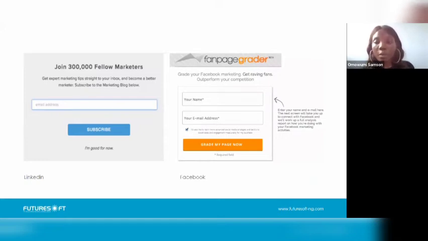So this is another one by Facebook, and this one says grade your Facebook marketing, get raving fans, and outperform your competition. Who doesn't want to know how they're performing? I mean, grading is really something that gets us at all times. I want to know how I'm doing. Am I performing well? What's my grade? How did I perform this month? How did I perform last month? Compare it to this, compare it to that, know why it worked this month, know why it did not work that month. So basically, this helps you get a basic idea, an insight into what's really going on in the back end, and this will help you do better in the future.